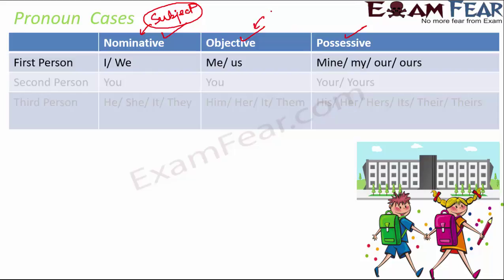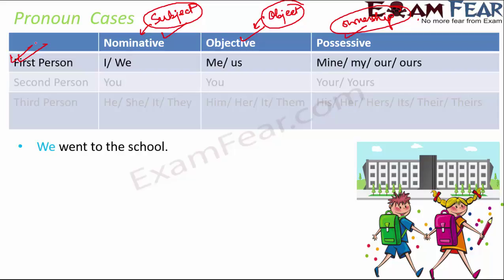If the pronoun is the object in the sentence, in that case we say that it is in the objective case. And in case the pronoun is used in such a way that it denotes ownership or possession, then we say that it is in possessive case. Now we will take examples for each of these cases, and that will help us to understand it better. We will take examples of each of these cases for all the three persons. So we will start with first person.